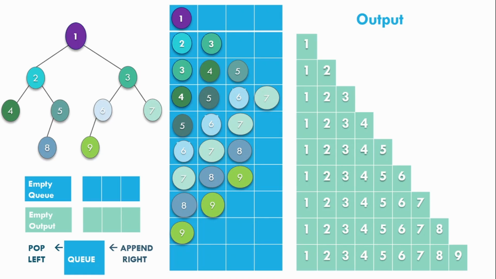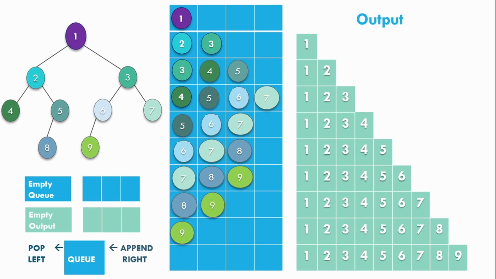So our approach would be, initially we will take an empty queue and an empty output. So what is a queue? A queue is nothing but a FIFO data structure where we add the elements on the right side and pop the elements from the left side. Whatever elements are added first will be removed first from the queue. All the appends happen on the right side and the pops happen on the left side. So initially we will have an empty queue.